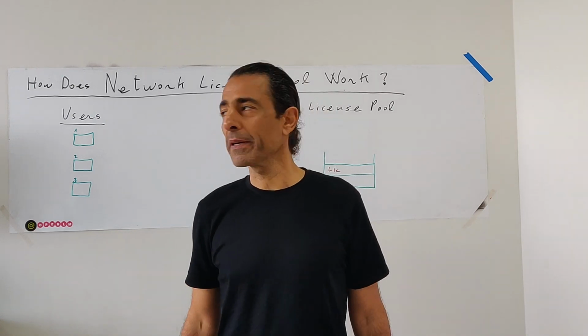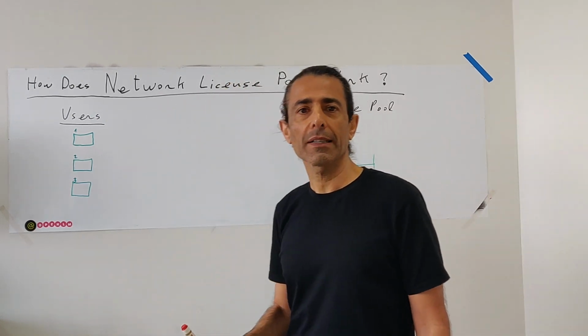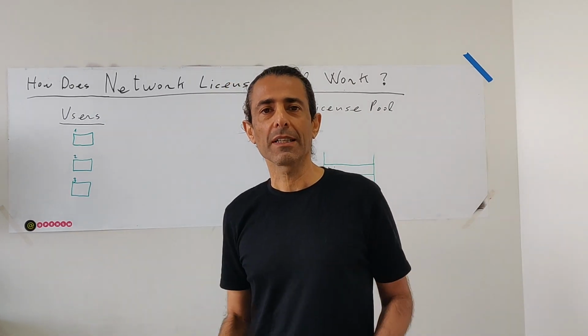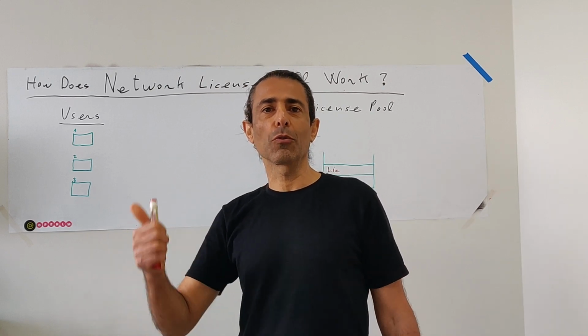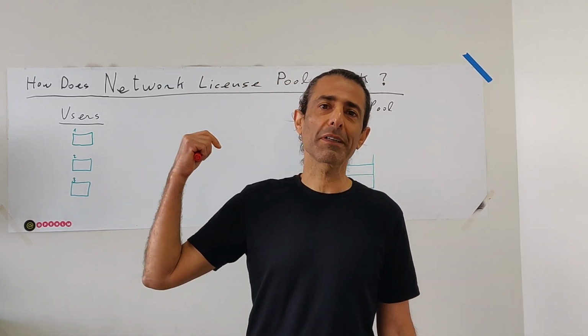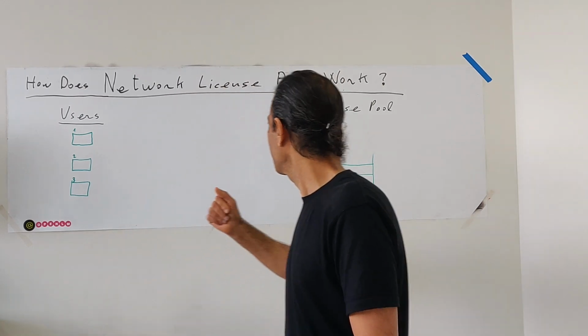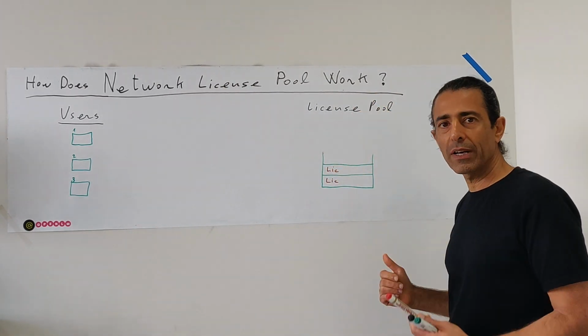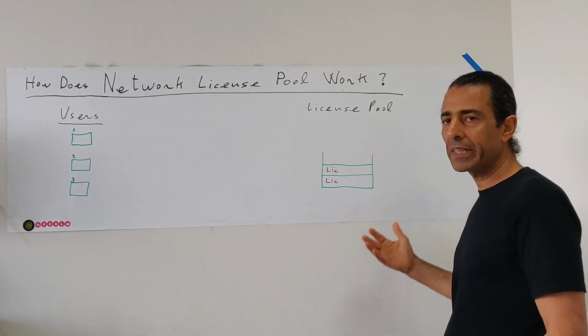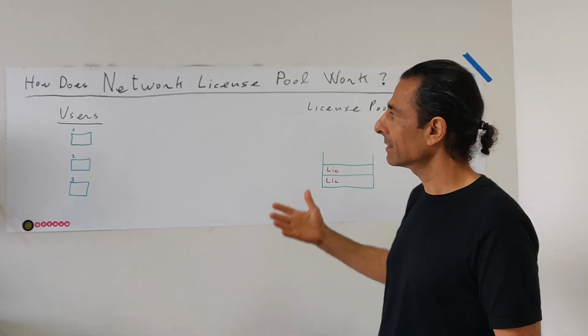Today I'm going to explain how a network license pool works. It's also called concurrent licensing, network licenses, or floating licenses. On the right side we see our license pool. This is where we keep our licenses.